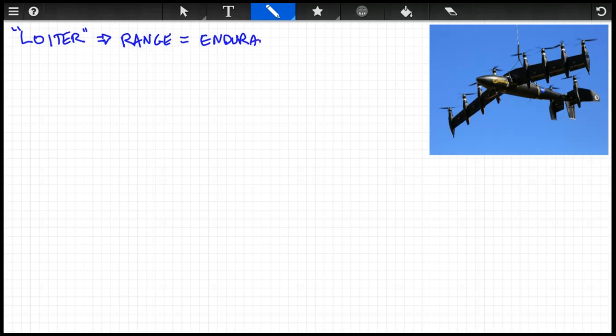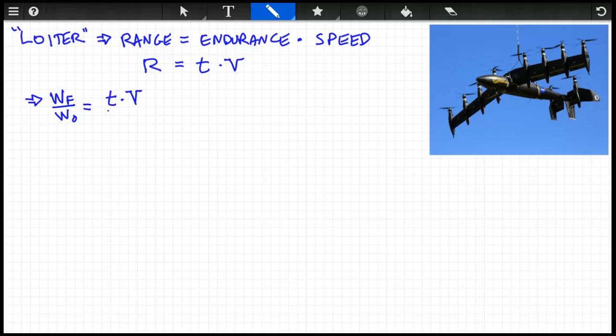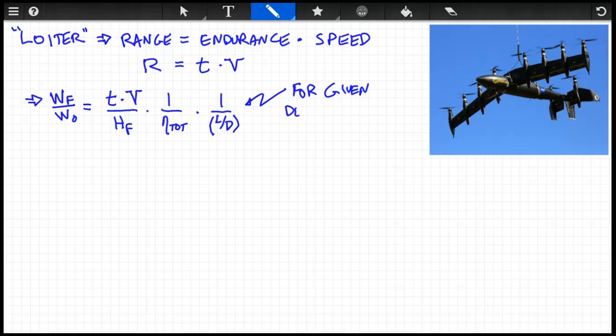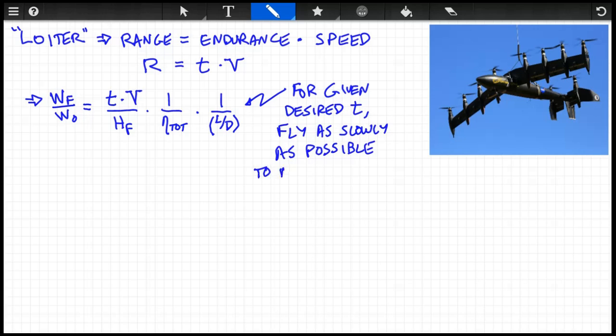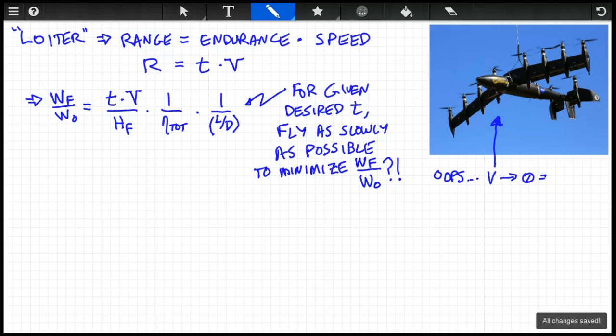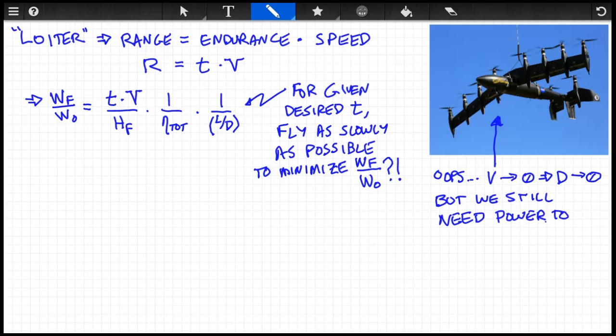Okay, one challenge we have in the approach we've taken so far is when we get to a loiter mission, where the specification is more likely to be endurance or time in the air rather than range. If we just do a simple rearrangement of the equations, substituting endurance times velocity to get the range, we might conclude that the way to minimize the amount of fuel we need is just to fly as slowly as possible. But the physics has sort of changed on us, and as we start flying very, very slowly, the resistance force goes to zero, and we're not going anywhere, but we still need power to fly.